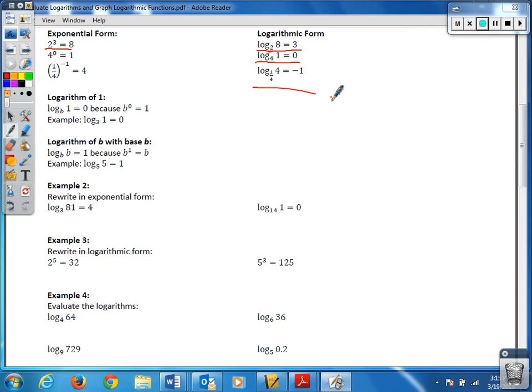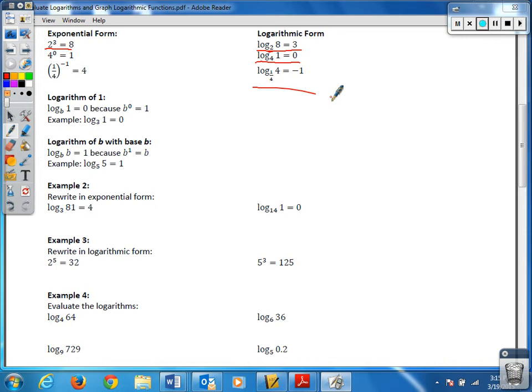There's 2 common logarithms that you're going to want to know. One of them is the logarithm of 1. Doesn't matter what the base is. The logarithm of 1 is always 0, regardless of the base, because again, anything that you raise to the 0 power is going to be 1.